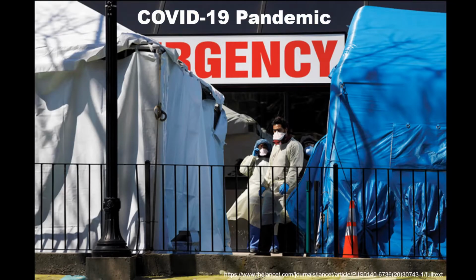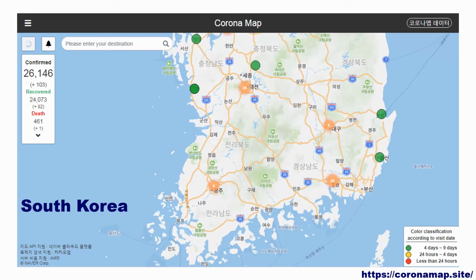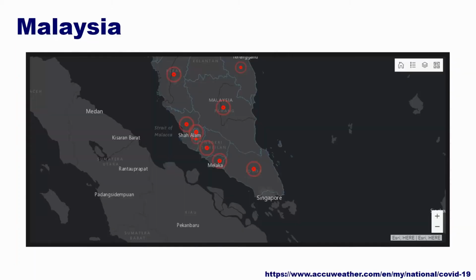To overcome the ongoing COVID-19 pandemic, everybody needs to reduce the risk of infection. For this purpose, many systems have been built to mitigate the infection risks. For example, in South Korea, they have built a GIS system that shows the location of confirmed cases, their address and places they visited. In Malaysia, they have also released a similar system that tells where the infected people are.